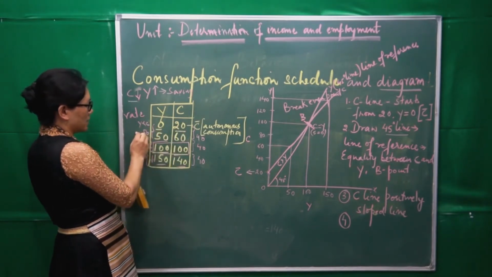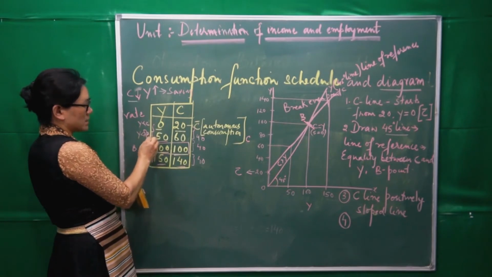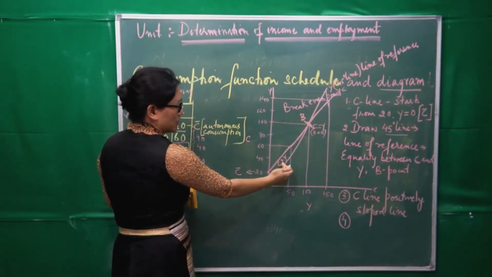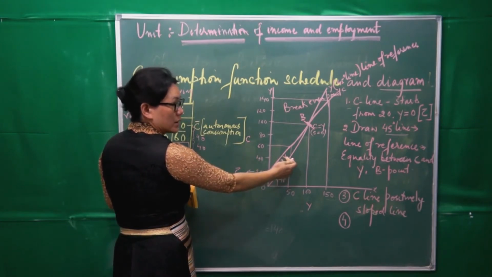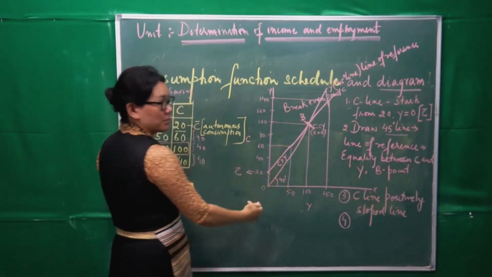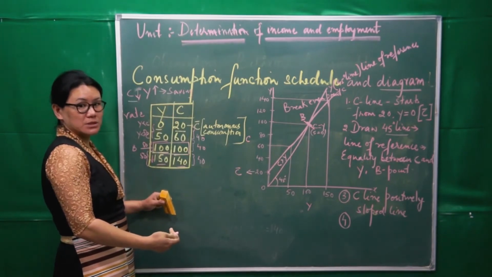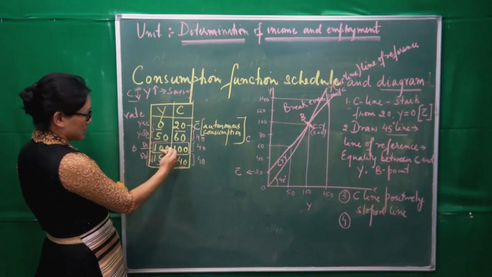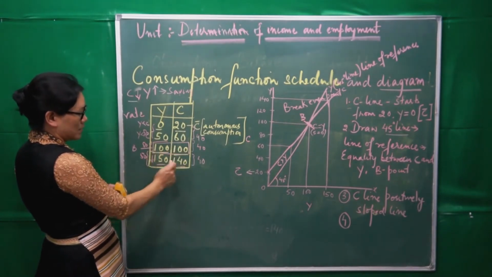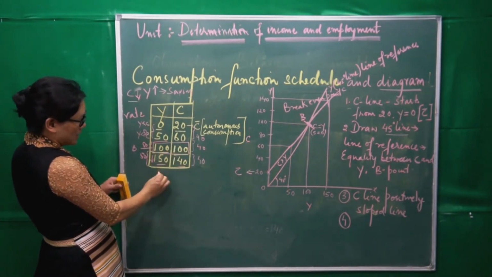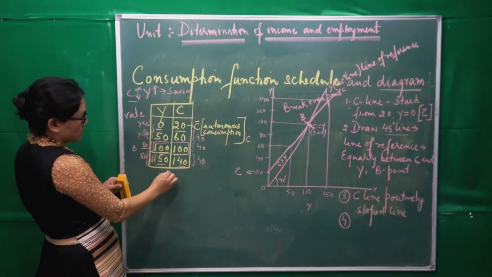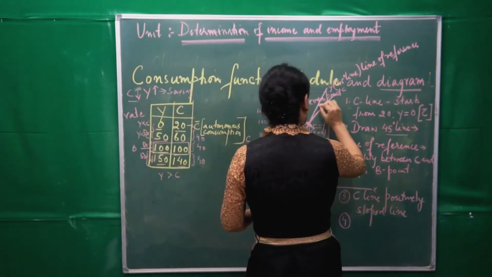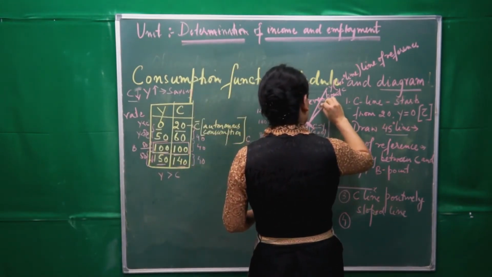Here also what is happening? Y is lesser than C. So before this, consumption will be greater than Y. Okay, so this will come in the initial phase. Beyond this, meaning after this point, the break-even point, what is happening here? Now, we can say Y is greater than C, or C is lesser than Y. So, C is lesser than Y.